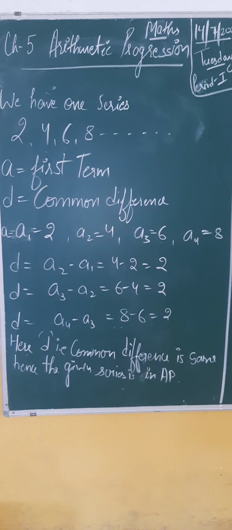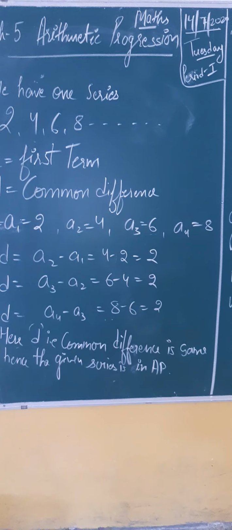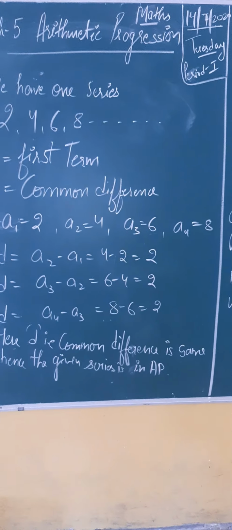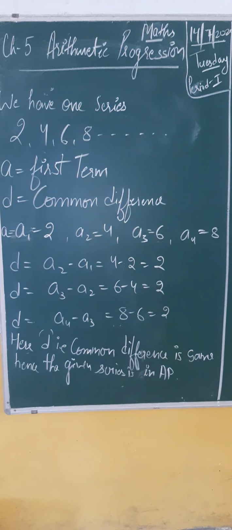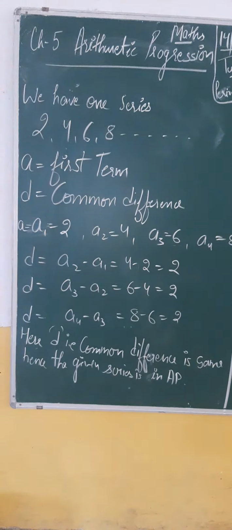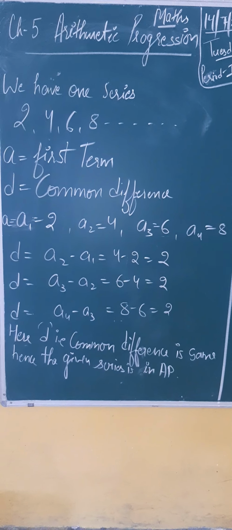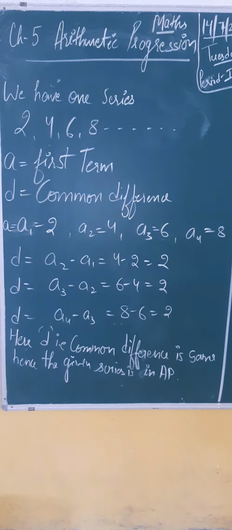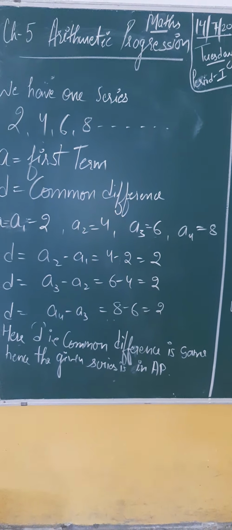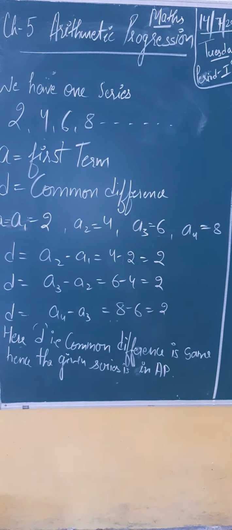See, the first term is A1, which is also known as A. It is 2, A2 is 4, A3 is 6, A4 is 8. The first term, second term, third term, fourth term: A1, A2, A3, A4, A5 and so on. They are going till the nth term. What will be the nth term formula? I will be telling you later on, don't worry about that.